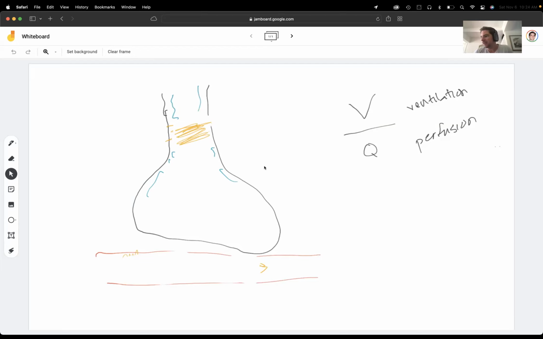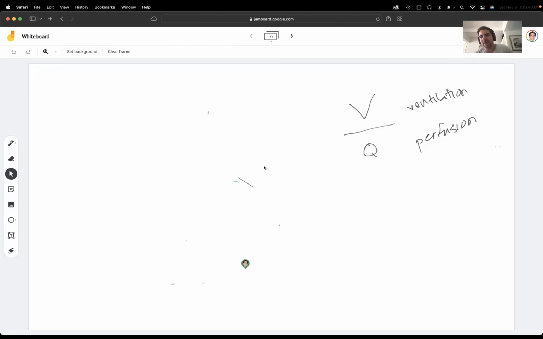Now, some other terminology you may come across is this idea of this VQ mismatch. If you do the math, you can figure out that if there's a problem ventilating the lungs, say you have some sort of mucus plug or whatever, then the numerator is going to go down. Now your perfusion's fine. So anytime they say the VQ is approaching 0, that means you had a problem in the numerator, right? So you have a problem ventilating the lungs for whatever reason.